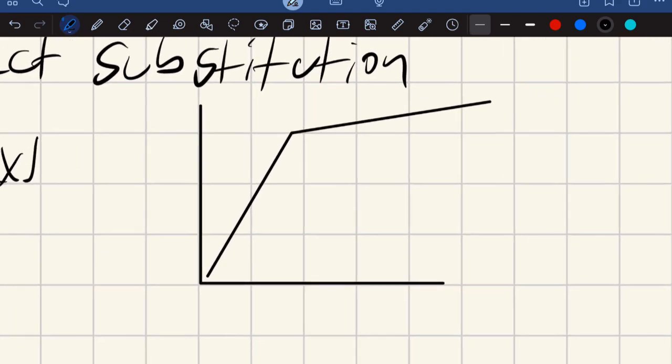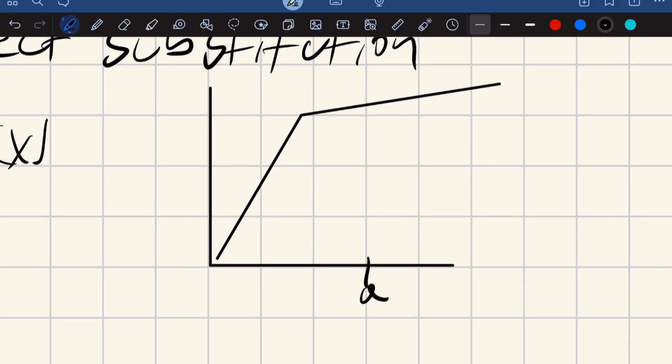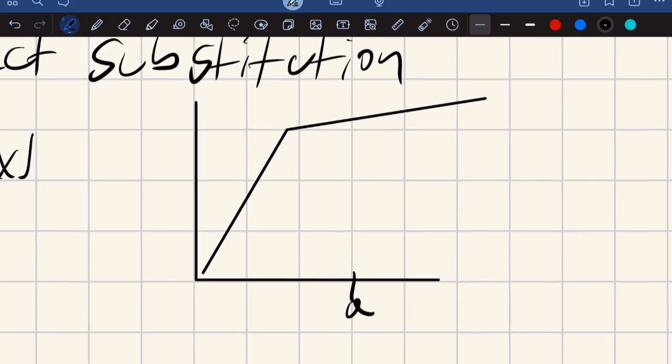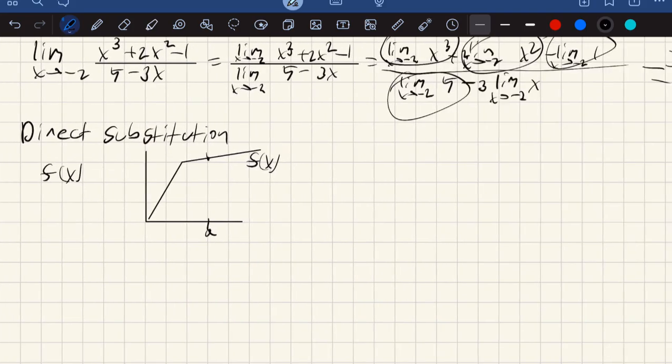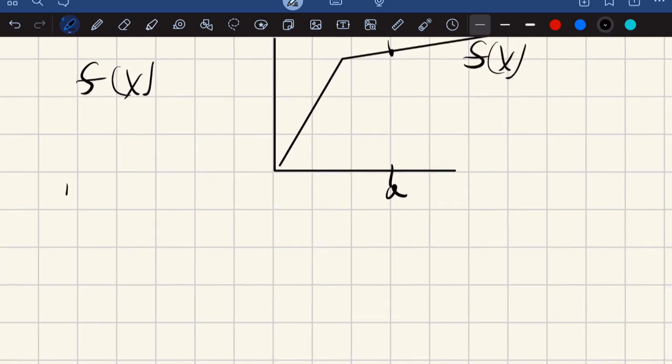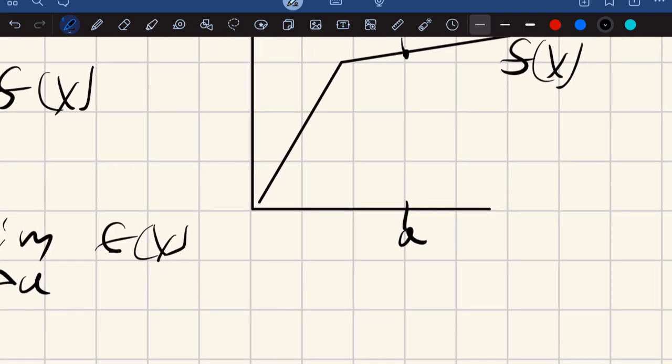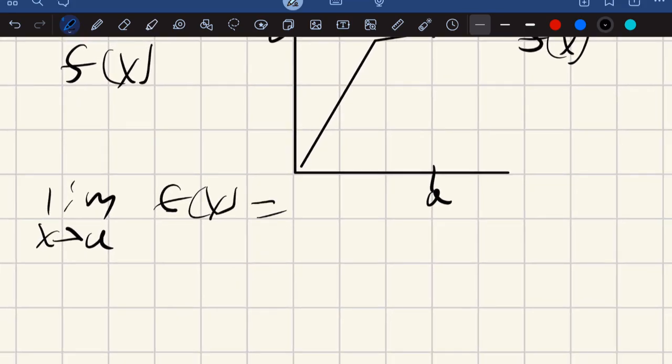Sure, that's our function. Since you can draw this whole function without lifting your pencil, that means you could just plug in a into your f of x, and that'll be your limit. So if you have the limit as x approaches a of f of x, let's just say that value is L. That's the same as f of a, which is L.